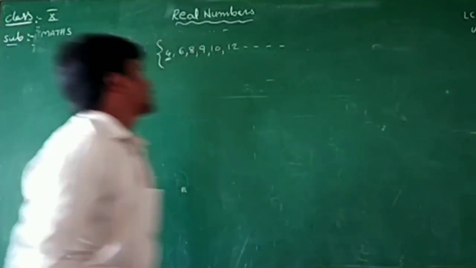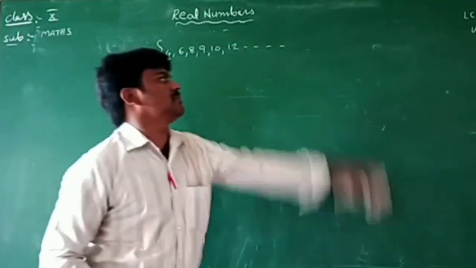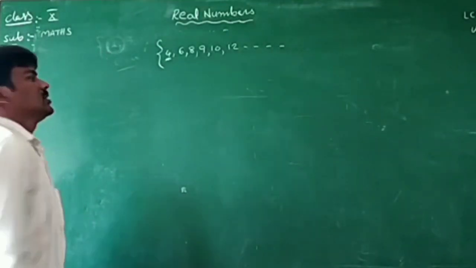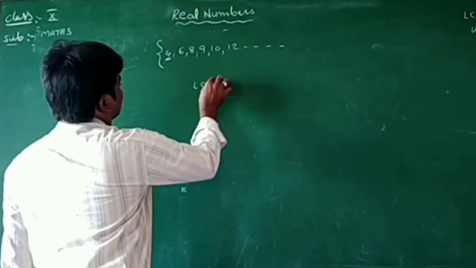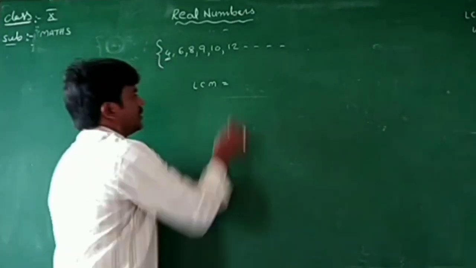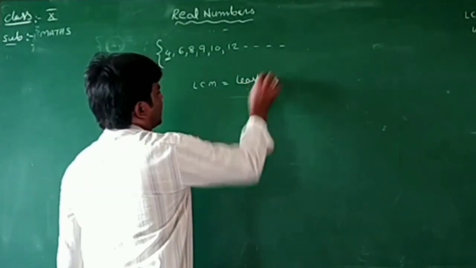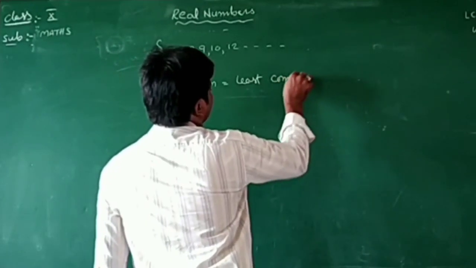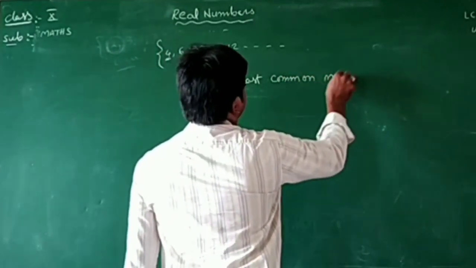Next, how to find the LCM and HCF of any 2 numbers. So what is the full form of LCM? Least common multiple.